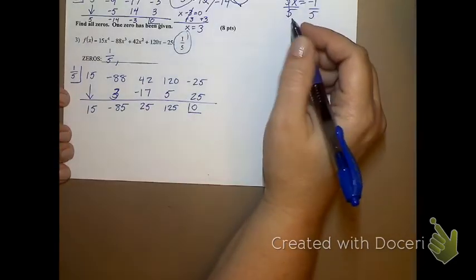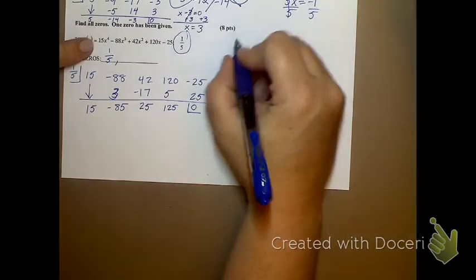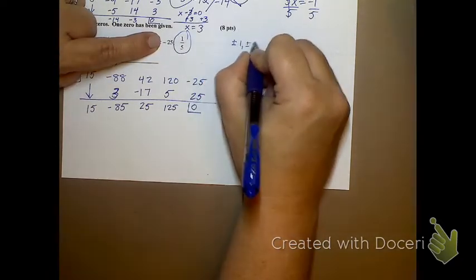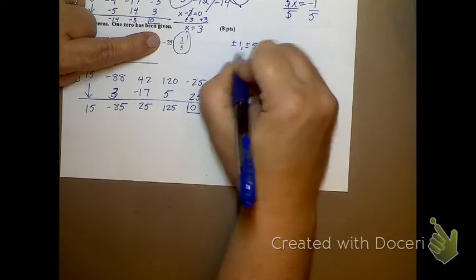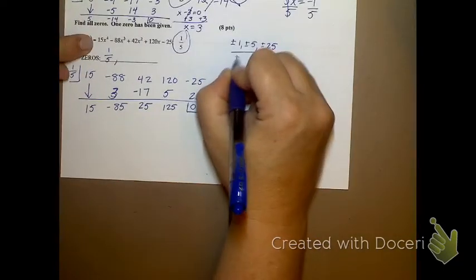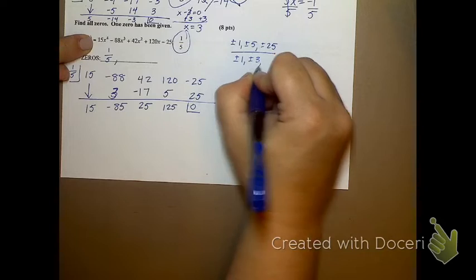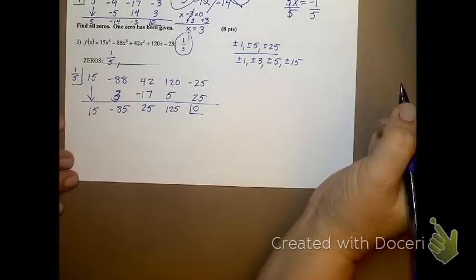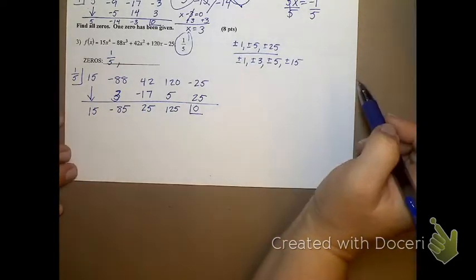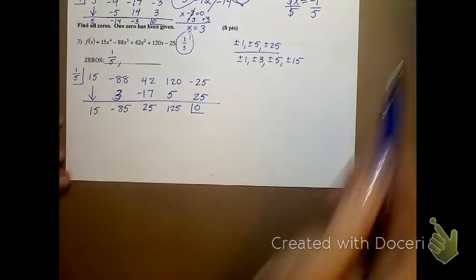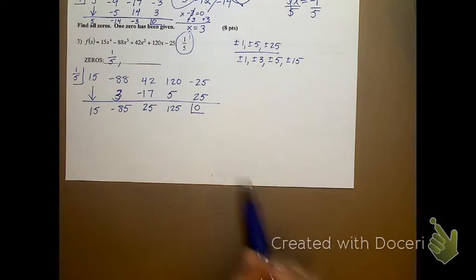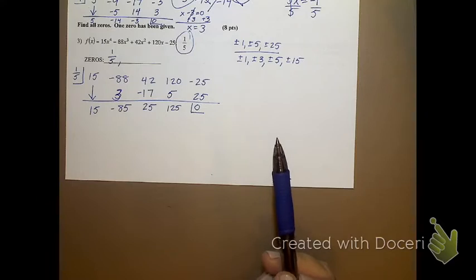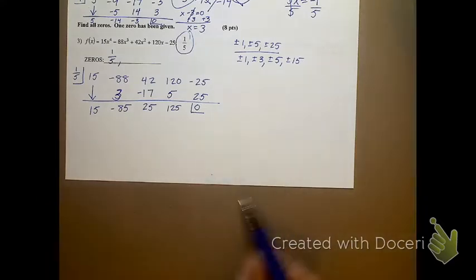From there, I need to look at my list of possibilities. Now, my list of possibilities, plus or minus 1, 5, 25, and then 1, 3, 5, 15. That's kind of a long list, right? I'm going to go with the nice numbers, and just because my gut is telling me to do it, all of those have what in common? So I'm going to try 5, just see if it works.